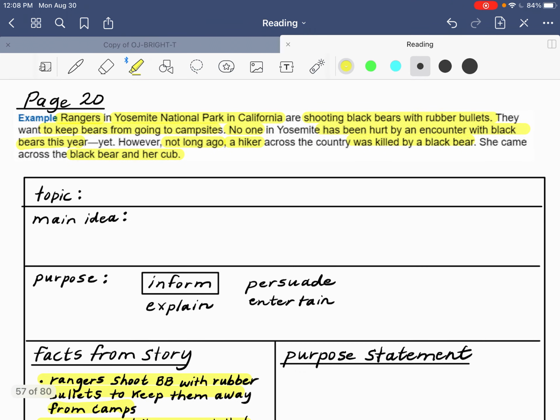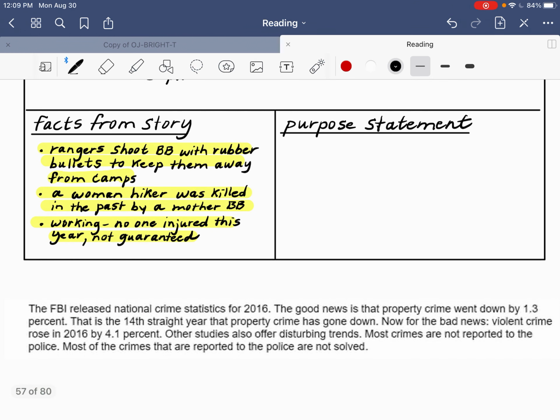Okay, one other thing that I failed to mention, and it's so important, right here. Where was this hiker that was killed by a black bear? Was she in Yosemite? No. I need to go back and add this in because it's important. She was across the country. California is on the west coast. So this lady, it sounds like, was on the east coast that was killed by the bear.